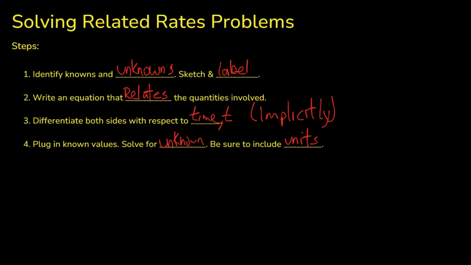We talked about 4 main steps. First, you want to identify your knowns and unknowns. Definitely going to write those down, sketch and label a diagram if that's appropriate. Second, write an equation that relates the quantities involved. Make sure you don't plug in any quantities that are changing until the end. Third, you want to differentiate both sides with respect to time t. That's going to be using implicit differentiation. You're typically going to multiply by dx dt or dy dt or dr dt. Then fourth, plug in the known values, solve for your unknown, and always, always, always be sure to include your units.